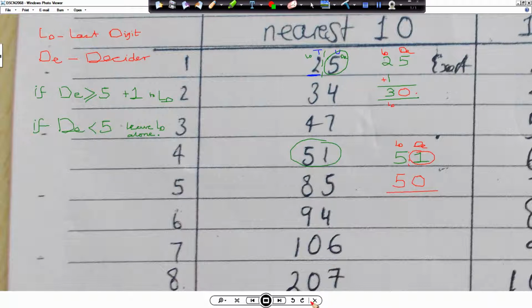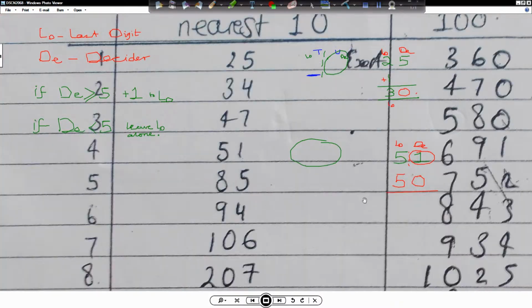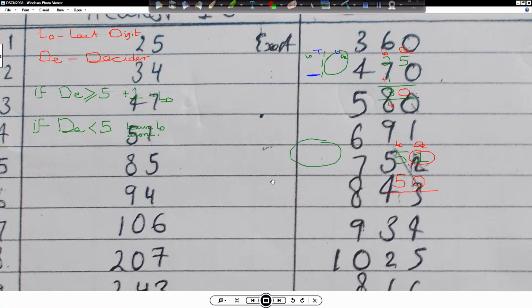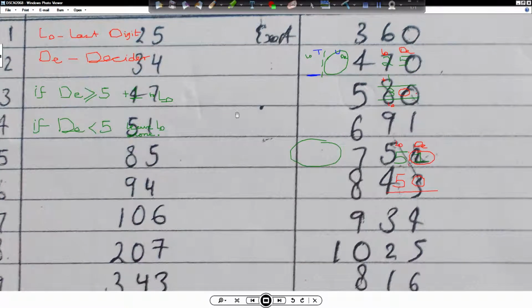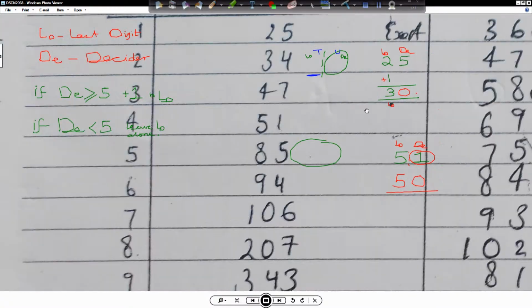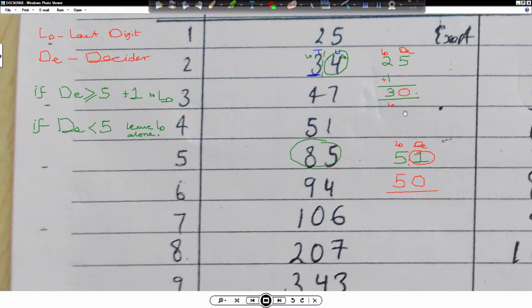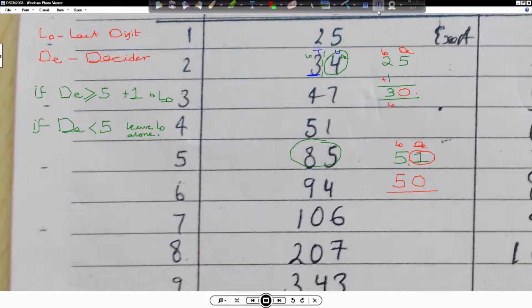Are we happy with how we round to the nearest 10? Now when we do the nearest 100, that's done in a similar fashion. Let's quickly move on to the nearest 100 now. Before we move to the nearest 100, I'll give you a couple of those for a quick practice.